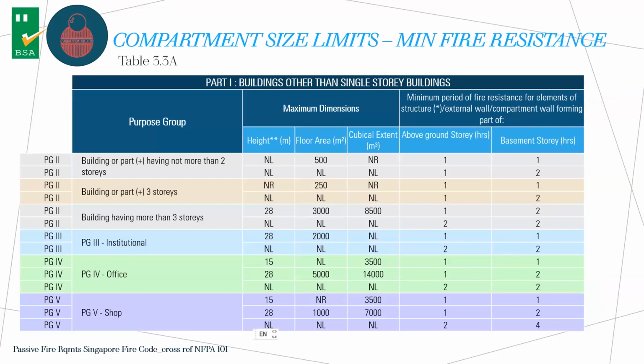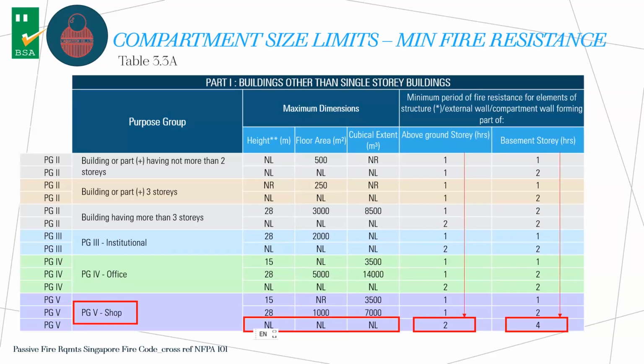Okay, so I mentioned just now, the purpose group is very important because it determines the number of occupants, the number of exits. It also determines the control of the floor area and the volume, as well as the period of fire resistance that is required. Here I take a simple example. Let's say purpose group A. It's called a shop. In NFPA it's called merchandise occupancy or something like that.